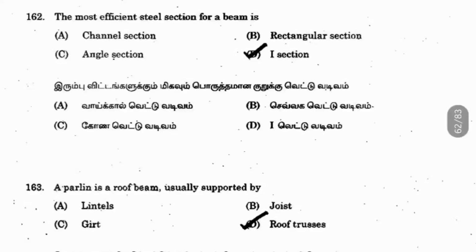162, the most efficient steel section for a beam is what? So it is the I section only. While we were studying steel structures itself, we saw that. 163, a purlin is a roof beam usually supported by roof trusses. So this purlin will be used in the roof truss only.